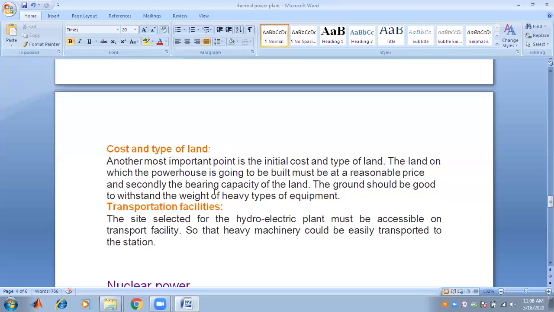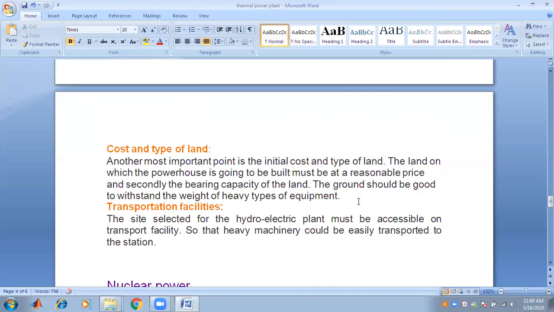Then the third one is the cost and the type of the land. Another most important point is the initial cost and the type of the land. The land on which the powerhouse is going to be built must be at a reasonable price. And secondly, the bearing capacity of the land. The ground should be good enough to withstand the weight of the heavy types of equipment.